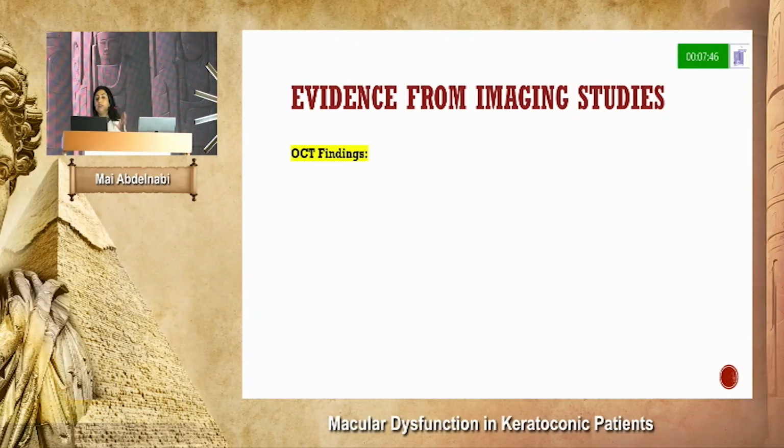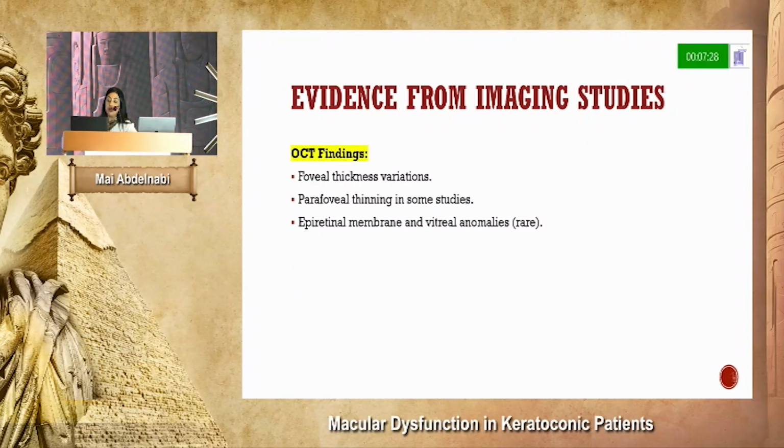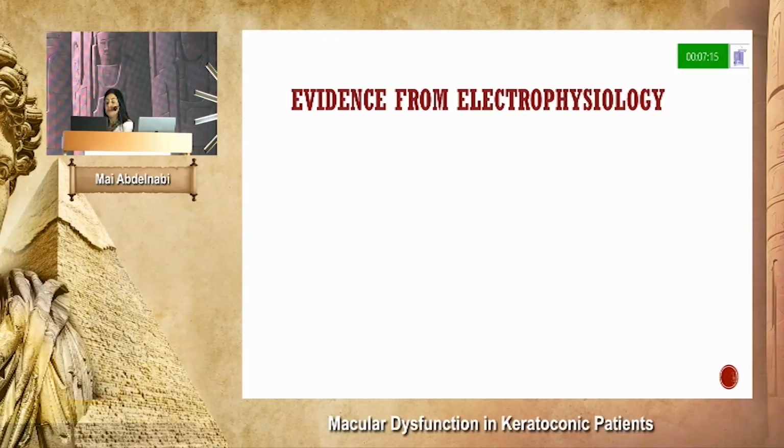The studies that evaluated the posterior segment in keratoconic patients were classified into evidence from structural imaging studies. OCT findings were foveal thickness variation, parafoveal thinning in some studies, epiretinal membrane and vitreal anomalies. OCT angiography done in keratoconic patients shows reduced superficial and deep capillary density in the parafoveal region.